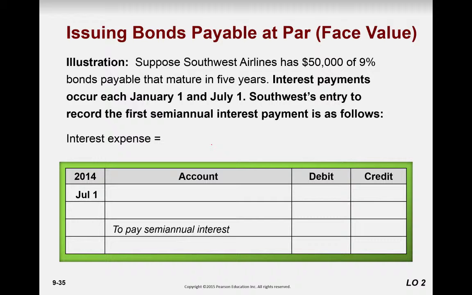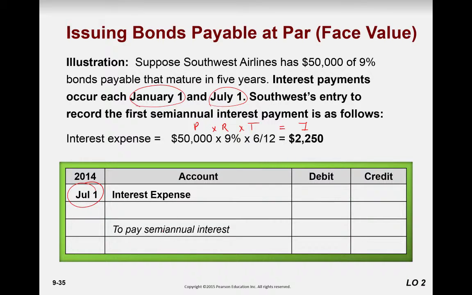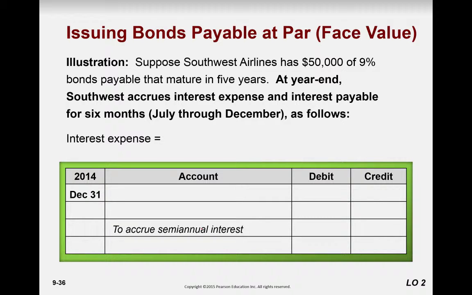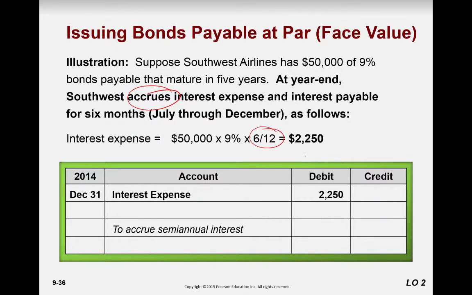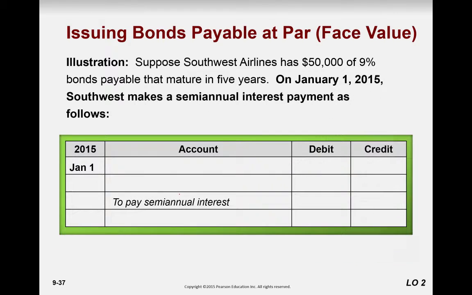Now, suppose that on the $50,000 bonds, interest payments occur on January 1st and July 1st. So our July 1st payment here is going to be for 6/12 of the year. We're going to take the $50,000 times the 9%. So interest equals principal times rate times time. In this case, we get interest expense of $2,250 and cash of $2,250 because we had to pay that out. Now we have to accrue the interest for the remainder of the year, which is an additional 6/12. So interest expense and interest payable for the $2,250.